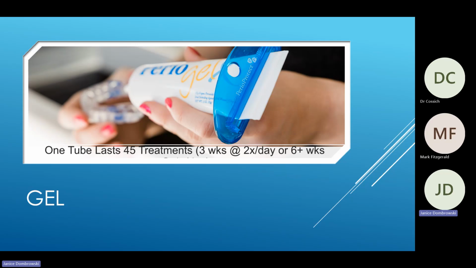So if you have someone on perio maintenance, you're going to need 3 tubes of gel. If you have someone on a 6-month recare, you're going to need about 6 tubes of gel for them before you see them.